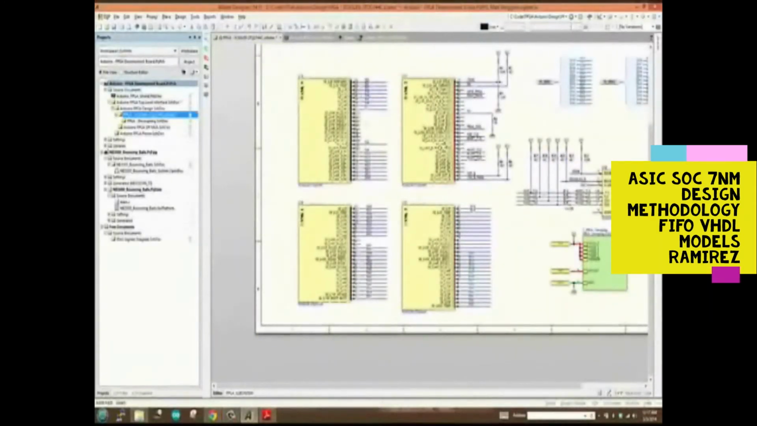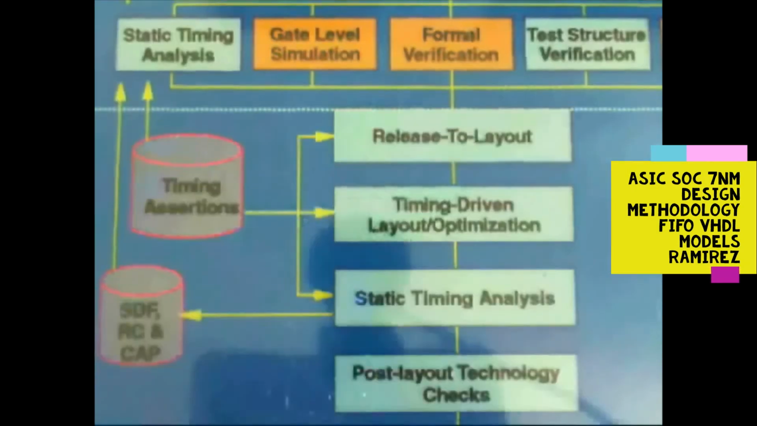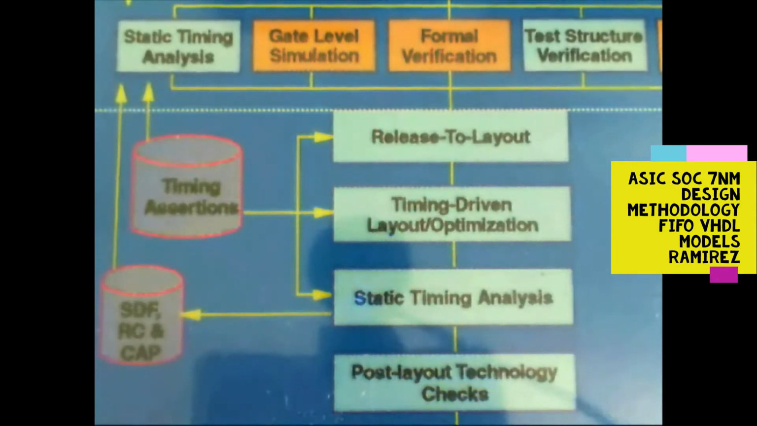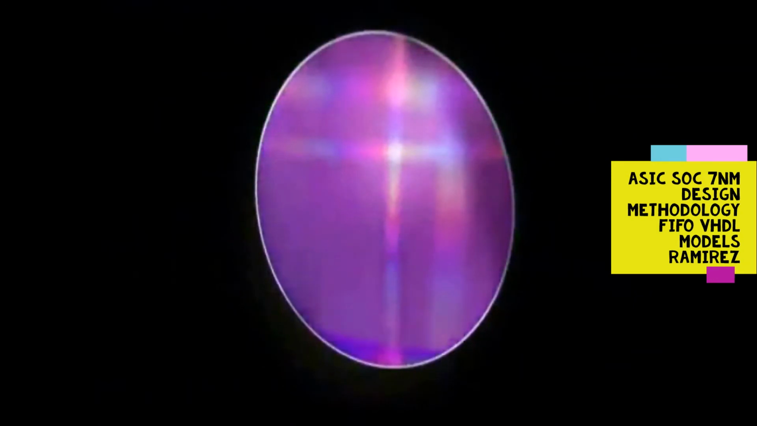The synthesis process was divided into two segments. The first segment employed a bottoms-up approach using Design Compiler, in which all top-level blocks were synthesized using estimated constraints.